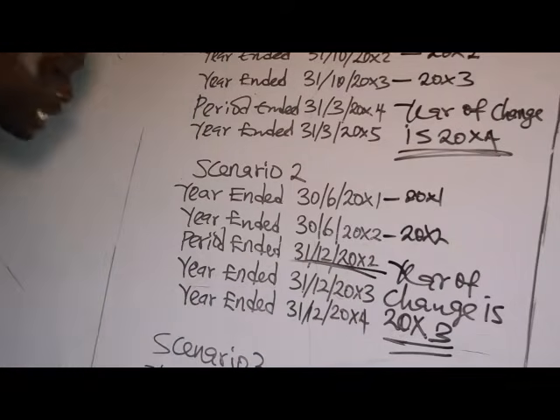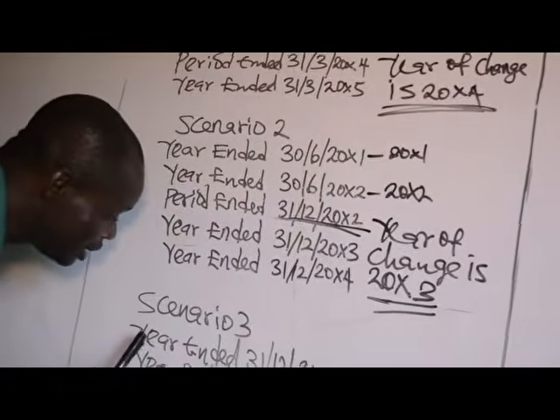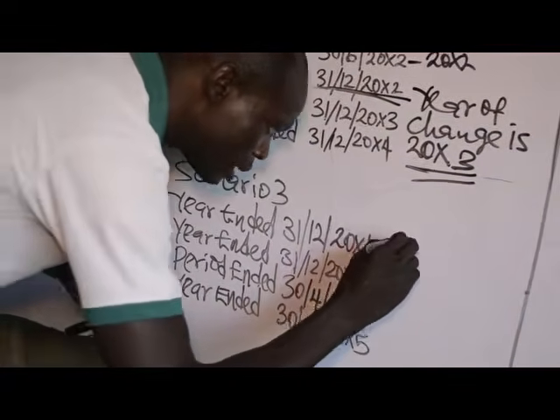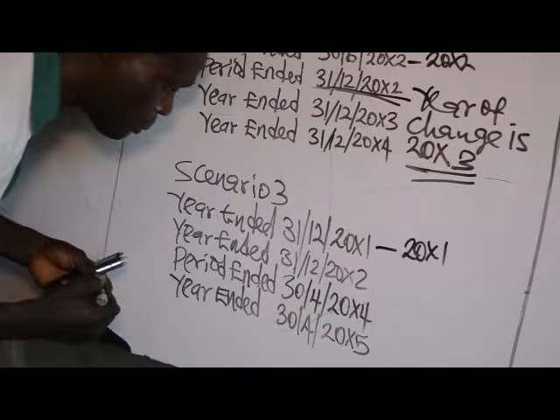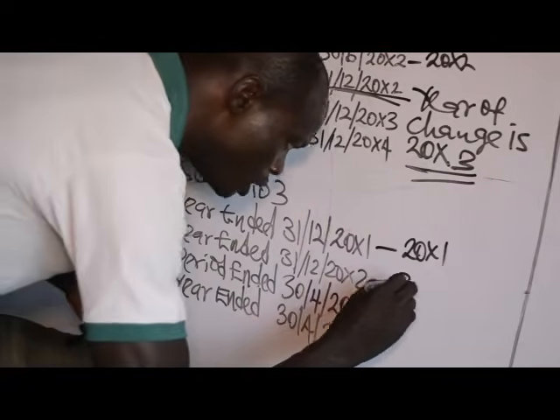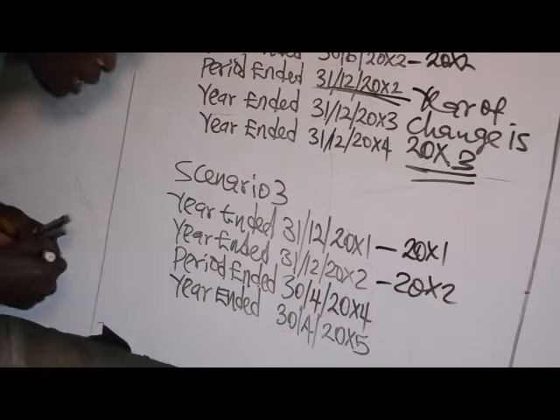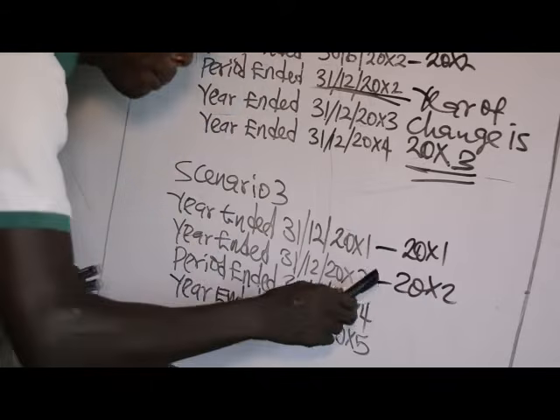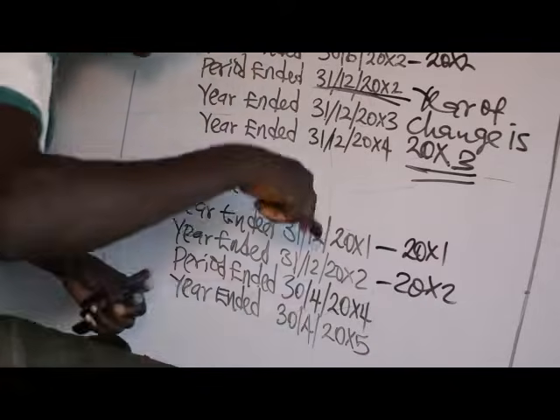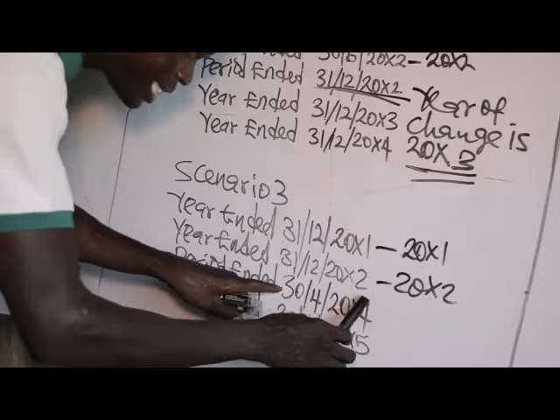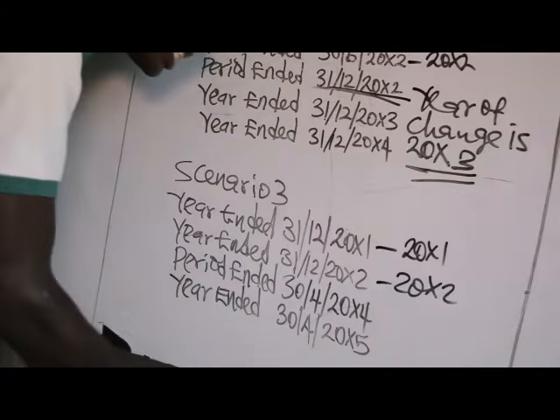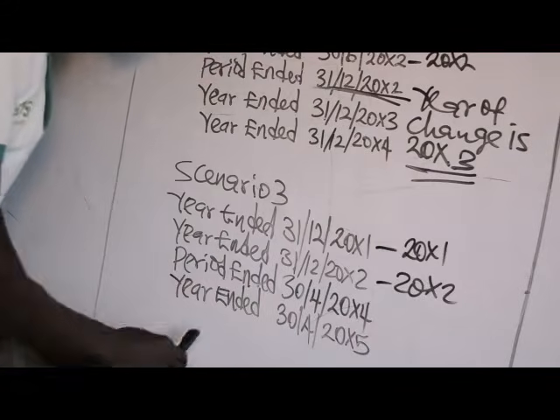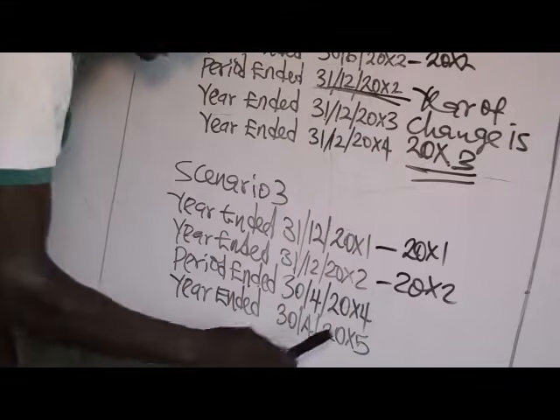So let's look at scenario 3. Scenario 3. Year end is December 31st, 20X1. In 20X1, this entity adopts December 31st. In 20X2, December 31st was still adopted, following the consistency principle. That means you are expecting December 31st in 20X3. But instead of the entity preparing the account to December 31st in 20X3, the entity did not even prepare account at all in 20X3. The entity prepares its account in 20X4.